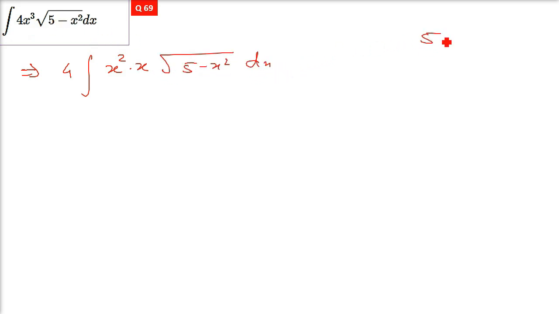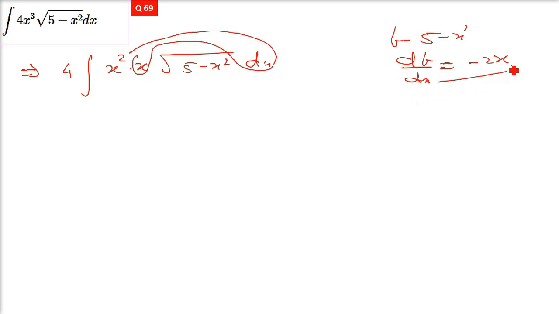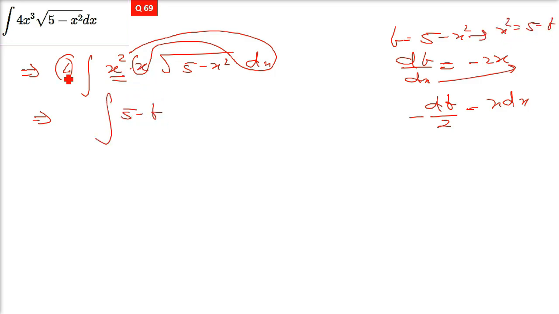Now 5 minus x square, you can take as t. dt by dx will be equal to, 5 will be 0, this will be minus 2x. This whole x dx, just multiply dx here and bring this negative 2 to the denominator. So x dx will be minus dt by 2. Let's take this 4, we will deal with it later. x square from here will be 5 minus t. So in place of x square, write 5 minus t. 4 for later. x dx is negative dt by 2.